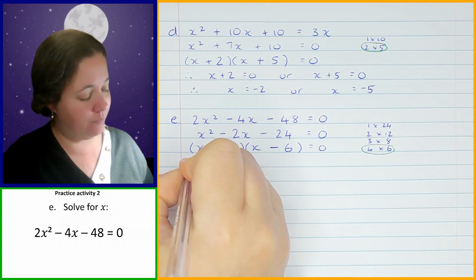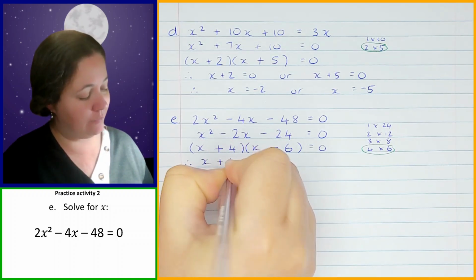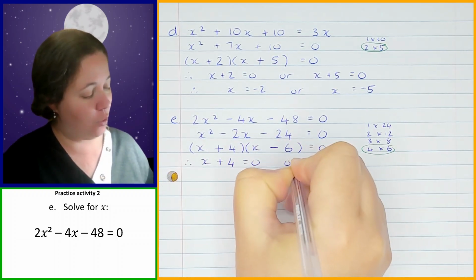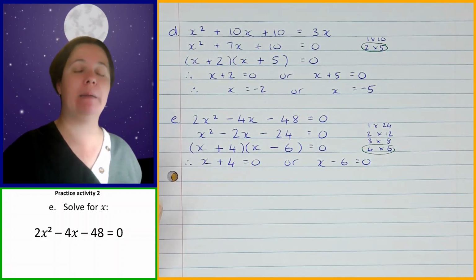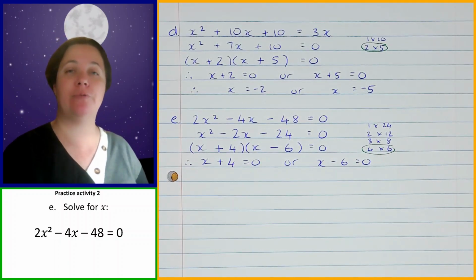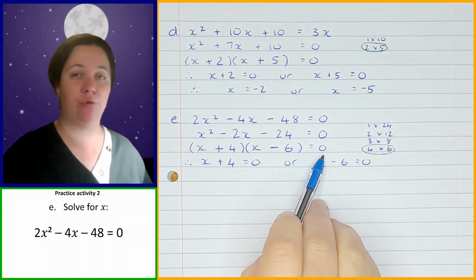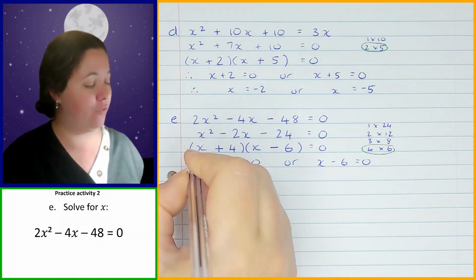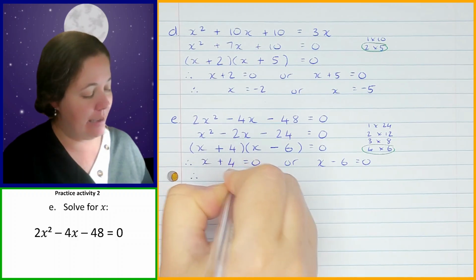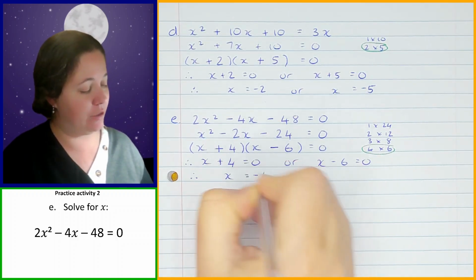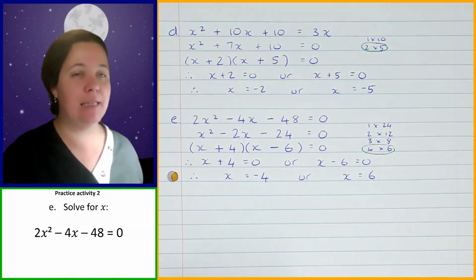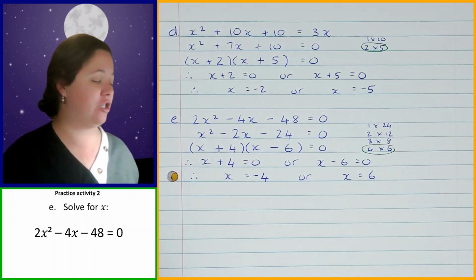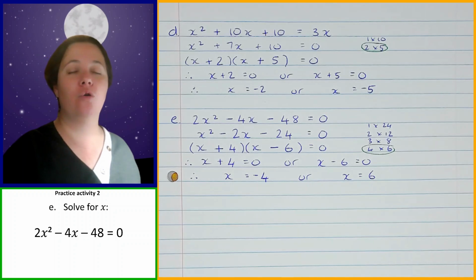So therefore, x plus 4 must be equal to 0, or x minus 6 must be equal to 0, in order for me to be able to multiply those two factors together and end up with 0 over here. Okay, so now I can go and solve for x. So therefore, x is equal to negative 4 in this equation, or x is equal to 6 in that equation. So that's what you should have got for question E, that x is negative 4 or x is 6.